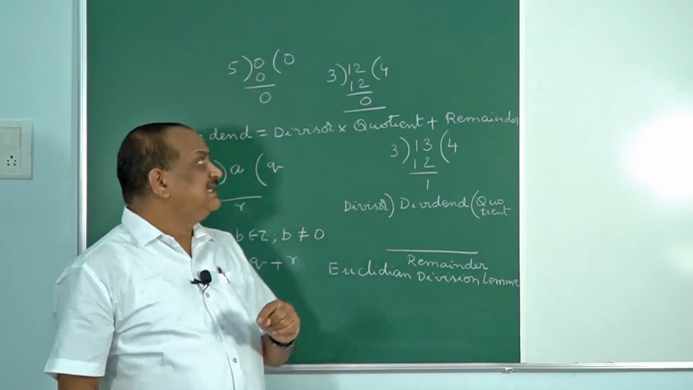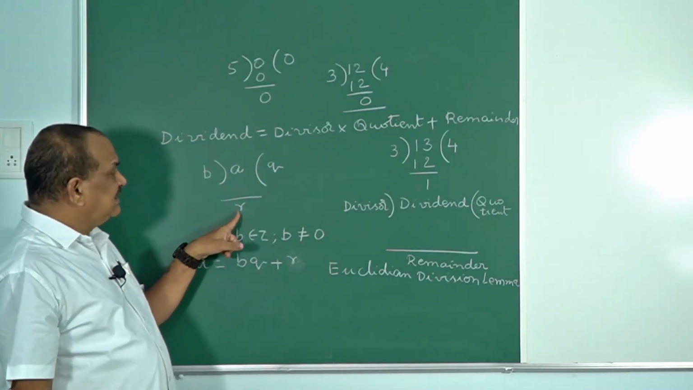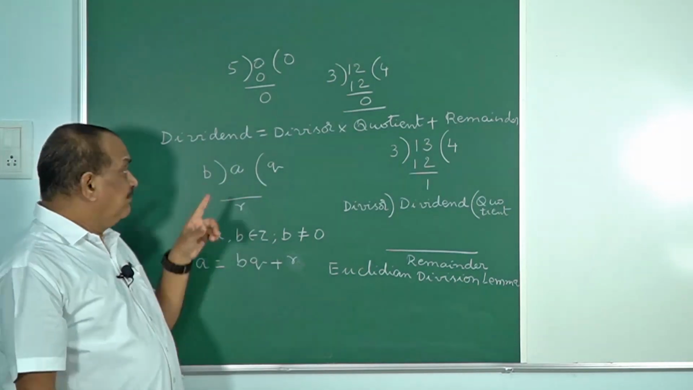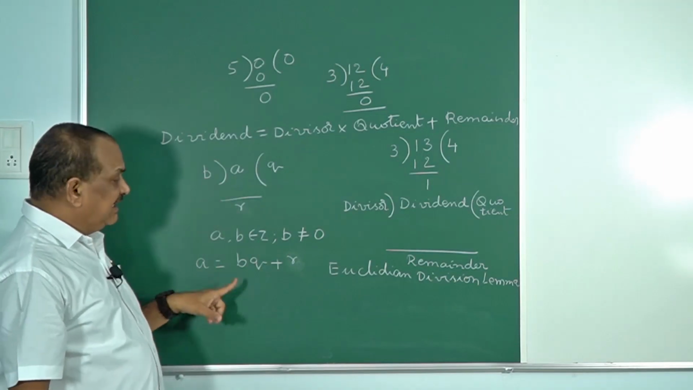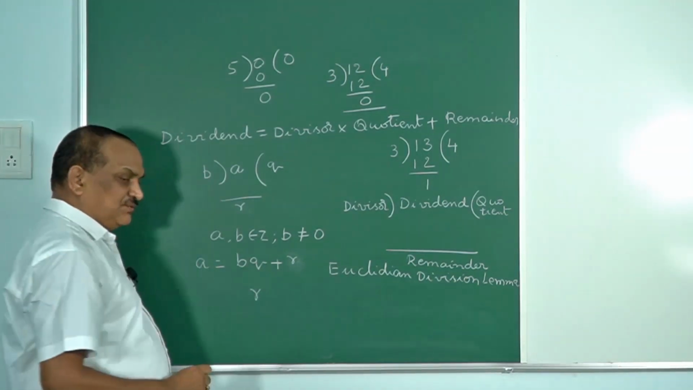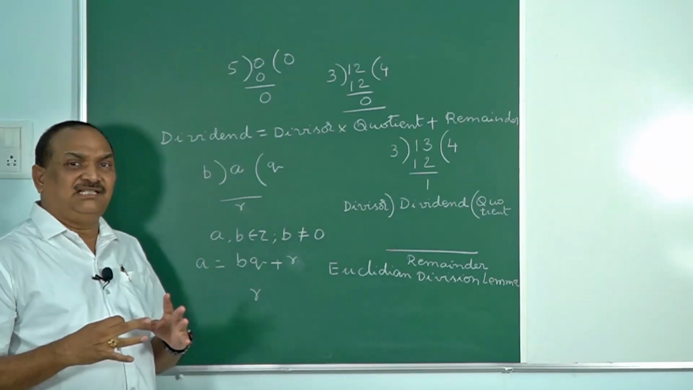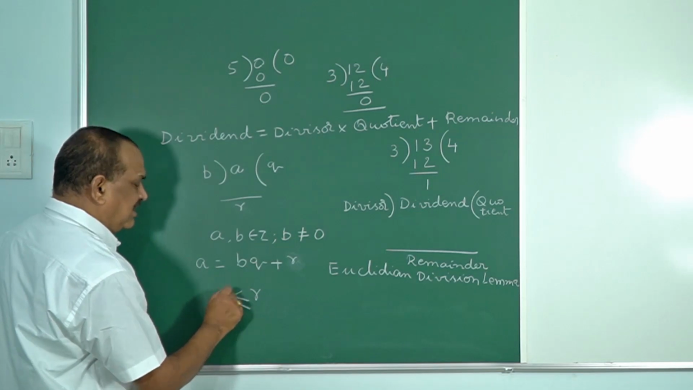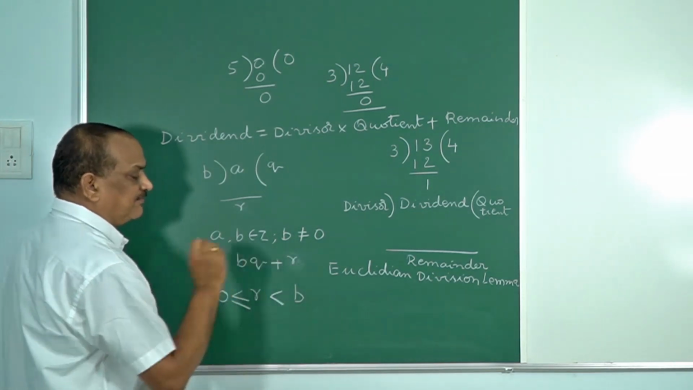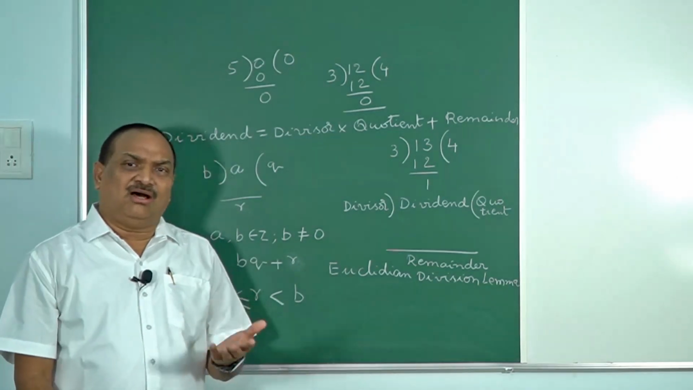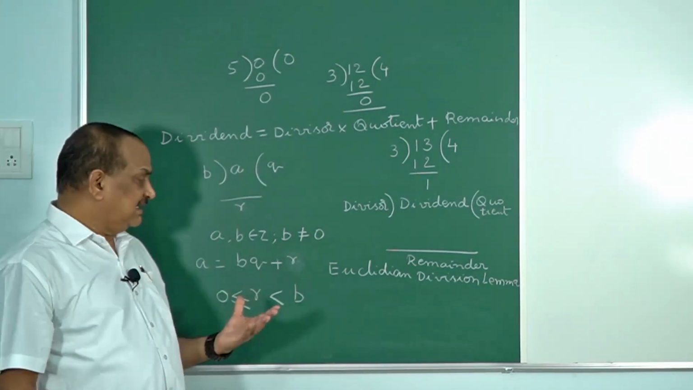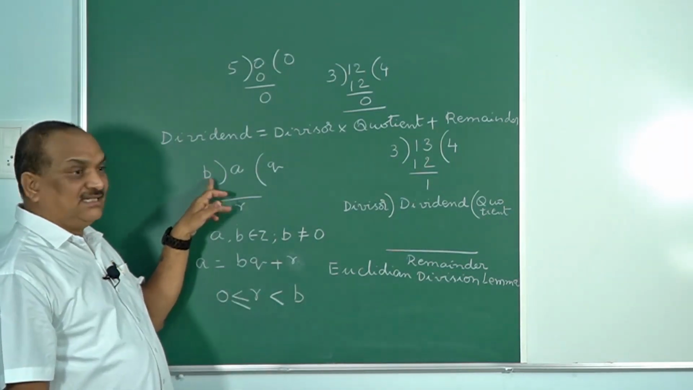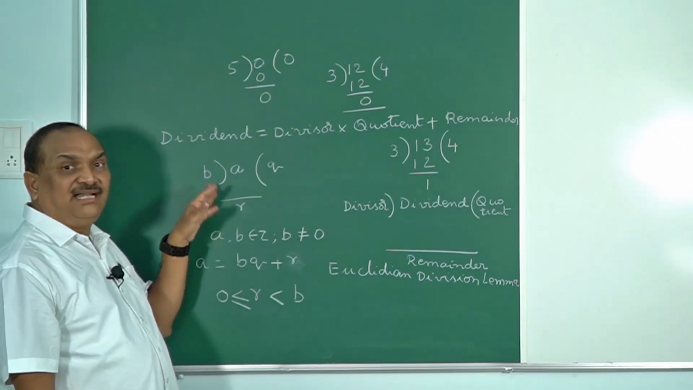But the condition remains here is that when you are writing this remainder, this can be 0 or more than that, but it should be less than b. And therefore, a condition, of course, which has to be very religiously followed is r can be greater than or equal to 0, but it should be less than b. Remainder can be either 0 or more than that. But however, it doesn't exceed in any case more than this divisor. Remainder can never be more than the divisor.